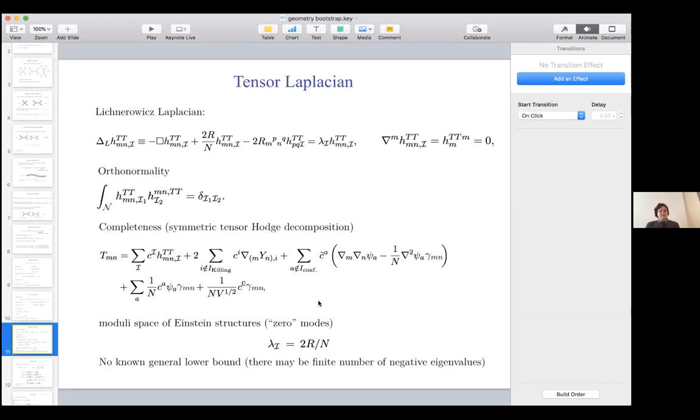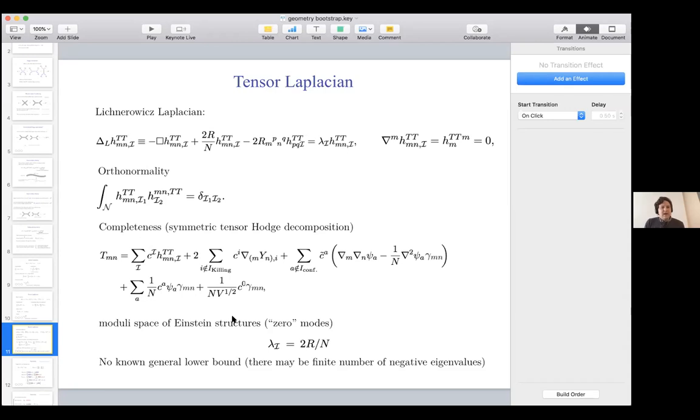Okay, next we need the tensor Laplacian, or the Lichnerowicz Laplacian. So that's this combination here. Lambda squiggly I is going to denote the eigenvalues of the Lichnerowicz Laplacian. We're looking only at the space now of transverse traceless tensors. These are orthonormal as well. And there's a completeness relation, which is like a Hodge decomposition for symmetric tensors, which tells us that any symmetric tensor can be written as a linear combination of the transverse traceless ones, plus longitudinal things, which are derivatives of the vector Laplacian eigenmodes, plus transverse stuff, which is derivatives of the scalar eigenmodes, plus trace stuff, which can be written as the scalar eigenmodes.